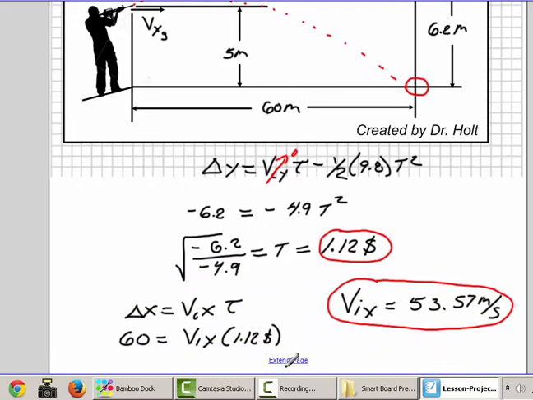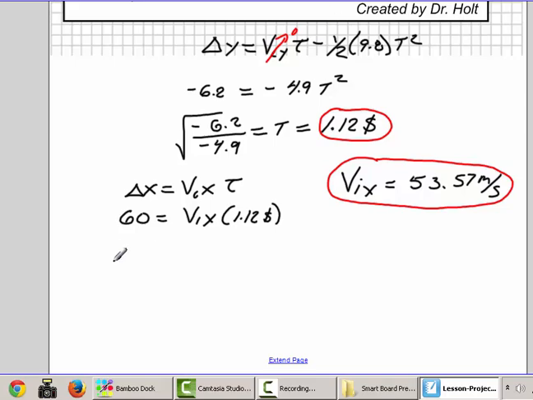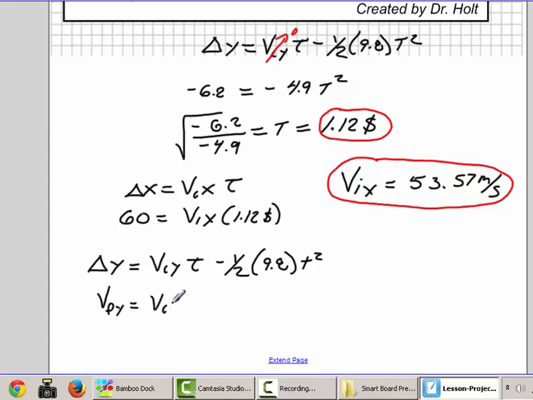So we can go back to our kinematic equations. Again, I'll write them all down. We know that delta y is equal to viy times t minus 1/2 times 9.8 times t squared. We know that vfy is equal to viy minus 9.8 times t. And we know that vfy squared is equal to viy squared minus 2 times 9.8 times delta y.